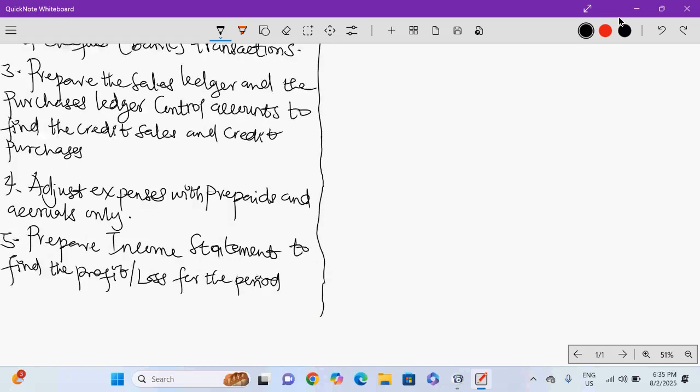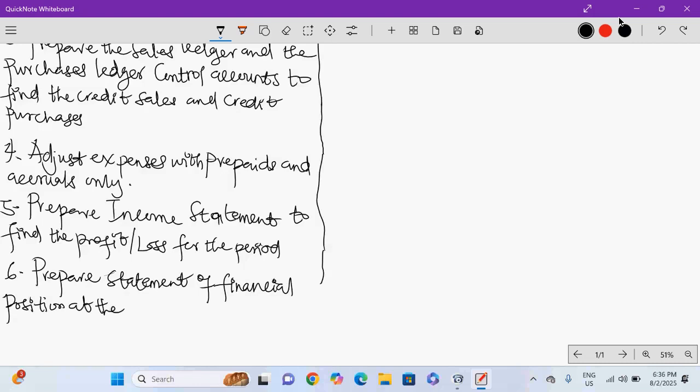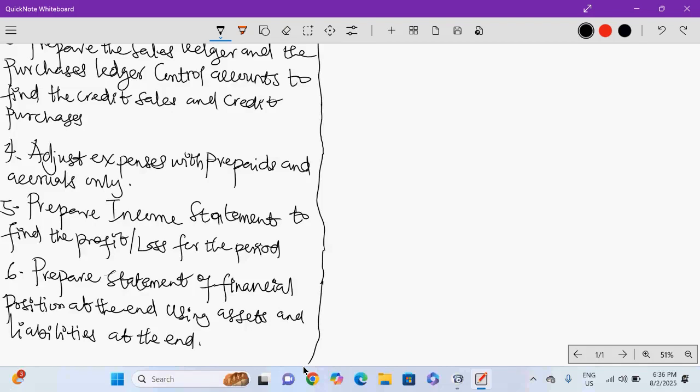And then lastly, what do we prepare? Lastly, is to prepare the statement of financial position at the end, using assets and liabilities at the end. So these are the 6 steps, right?